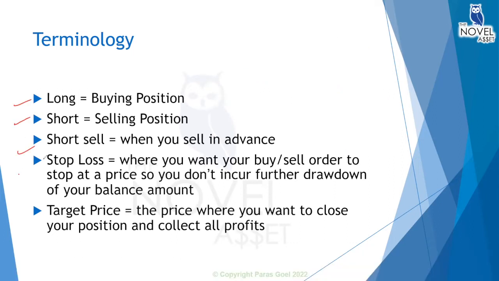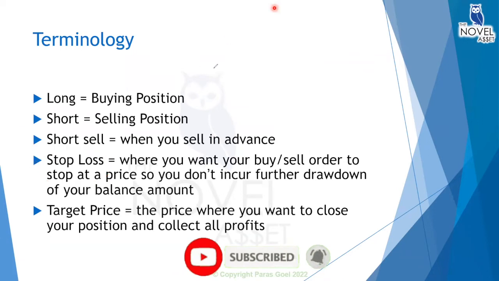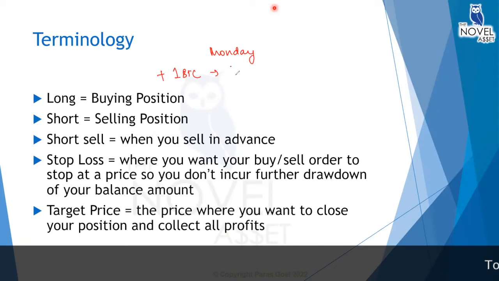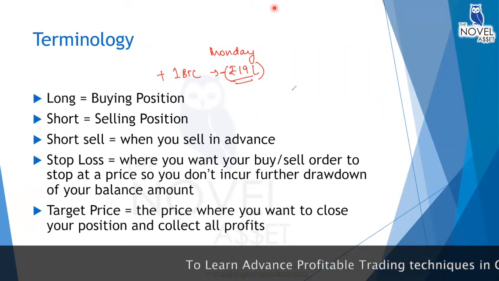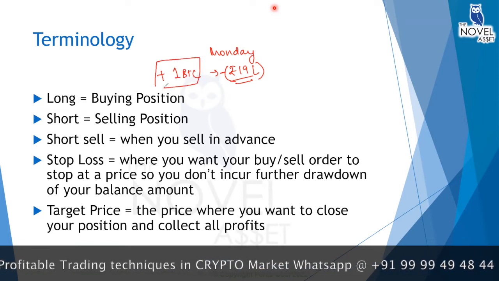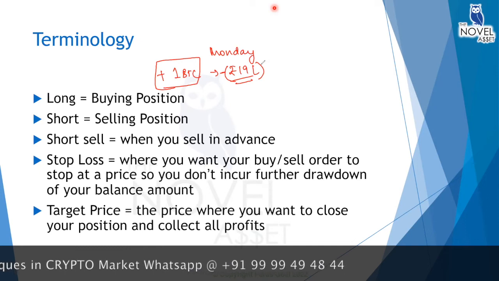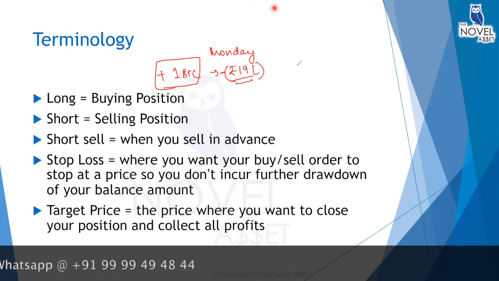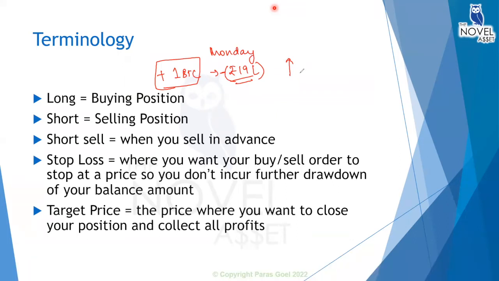Now, one of the most important things is a stop loss. Understand one of the transactions. On Monday, I bought one BTC at, let's say, 19 lakh rupees. So I will have to pay 19 lakh rupees to the seller. Now, what is my expectation as a buyer? Why am I buying this BTC? Can anyone tell me? My expectation as a buyer is that the price will increase in the future, right?